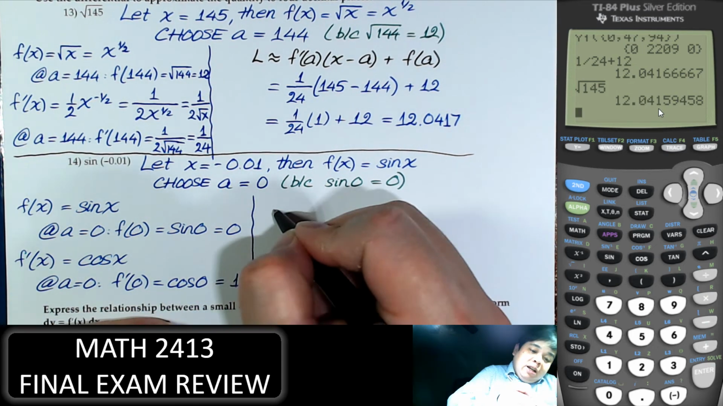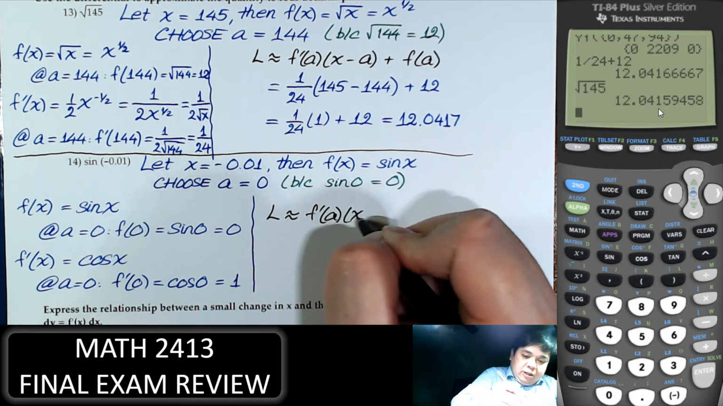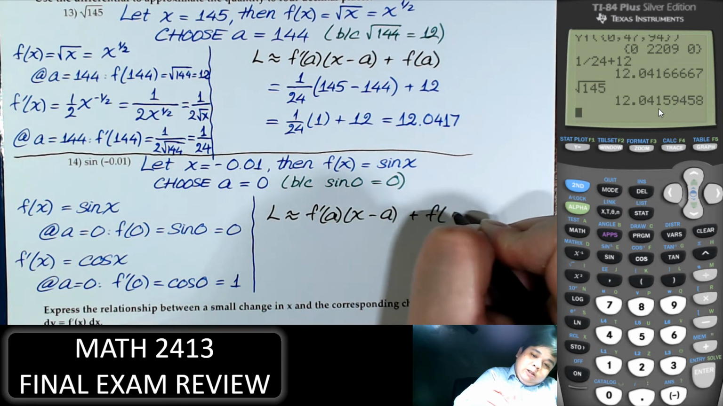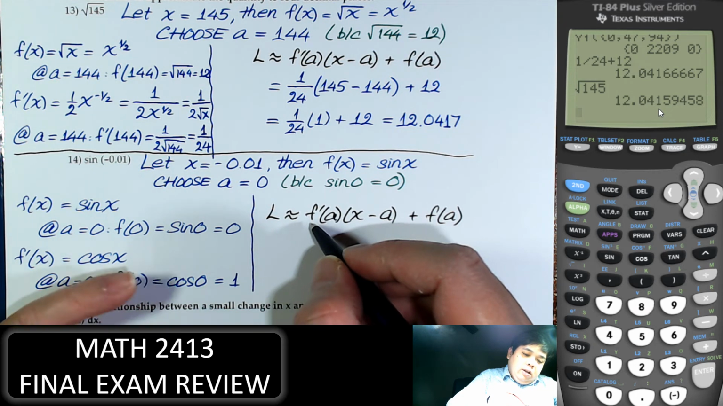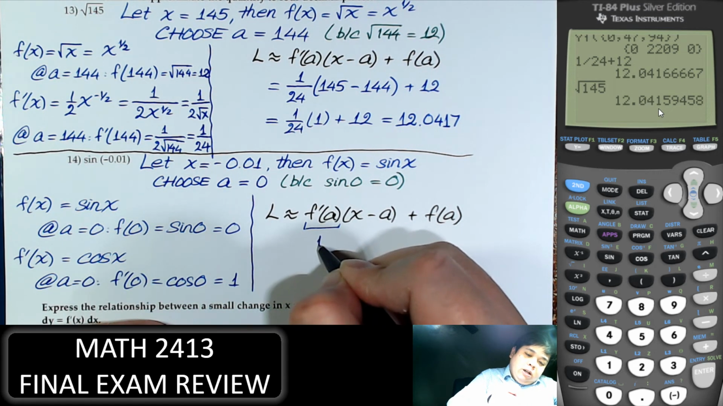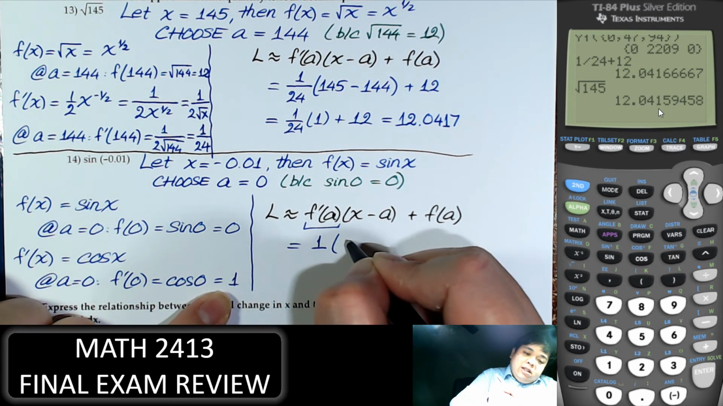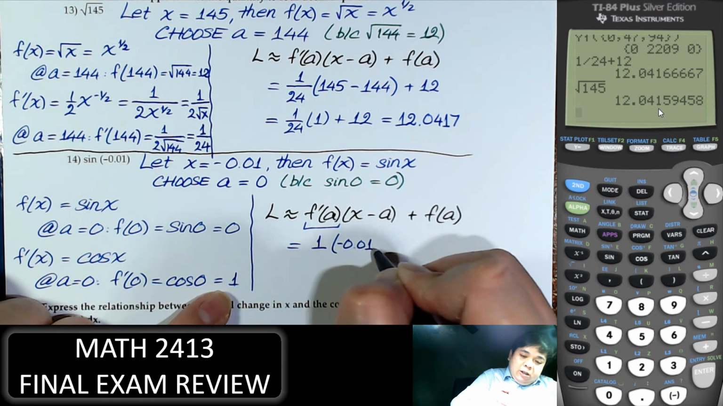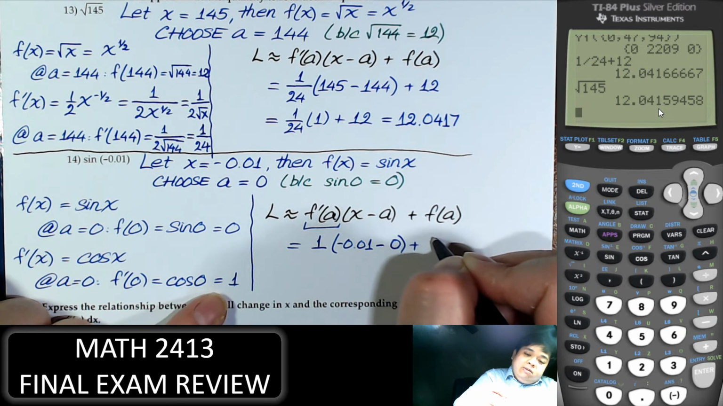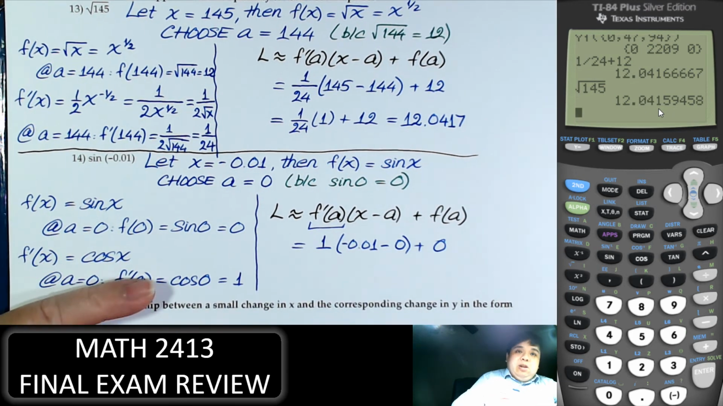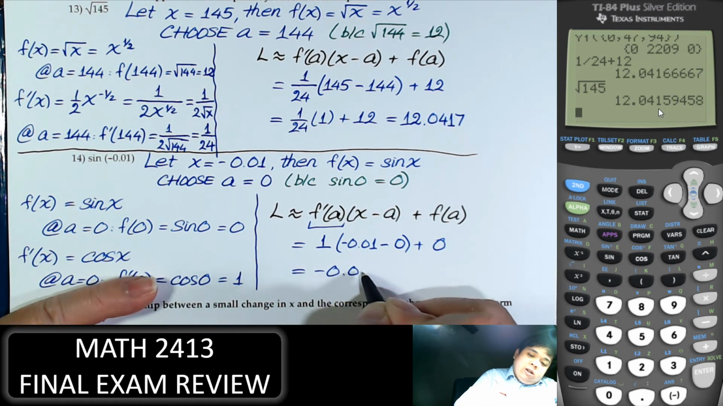And we have everything to put in the linear approximation, or equation of a tangent line. The derivative is cosine, so it is 1, times x minus a, which is negative 0.01 minus 0, plus f of a, sine of 0, so that's 0. Right, so that gives us just negative 0.01.